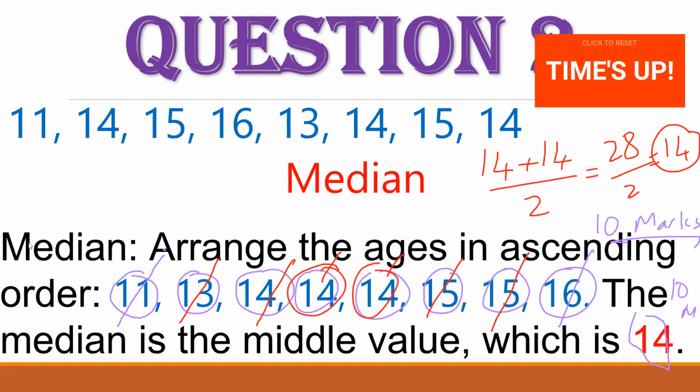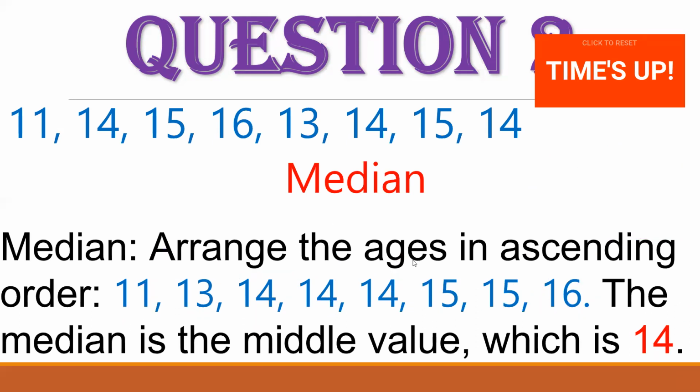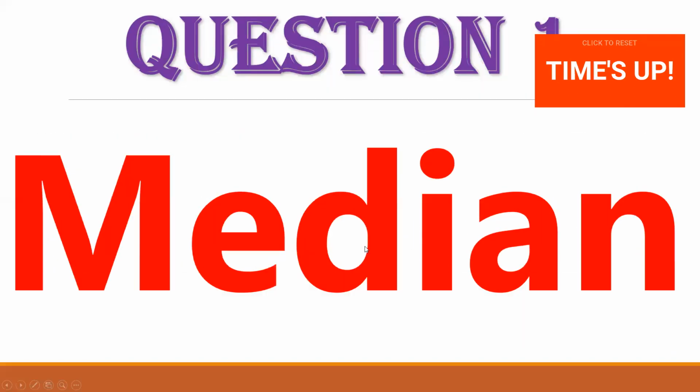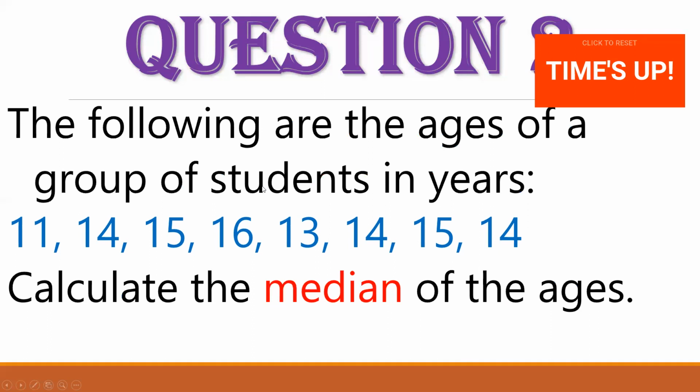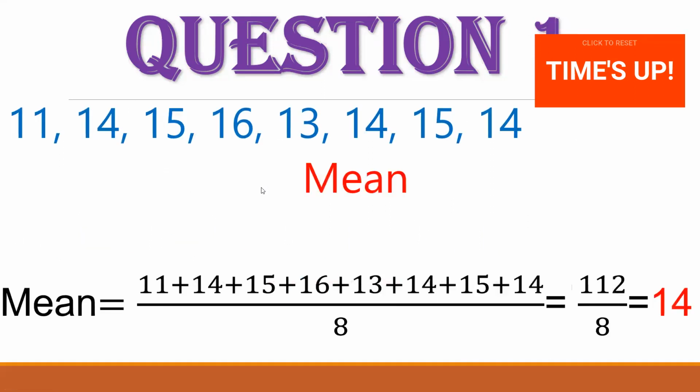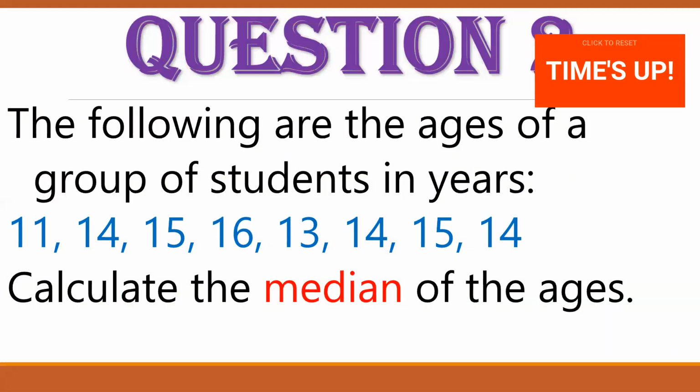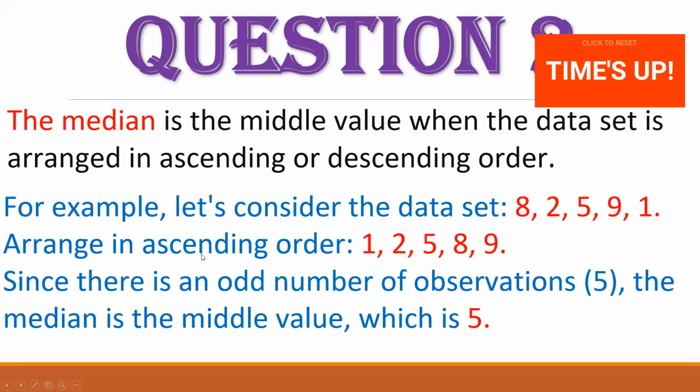Let's continue with the next one. I hope you are getting it. Just one more time, let's go back and review what we have learned so far. Question 1, mean. Mean is equal to average: adding all the numbers and dividing by how many numbers you have. That is our first thing. The second one is median. Median means looking for the number in the middle. Okay, mean and median done.